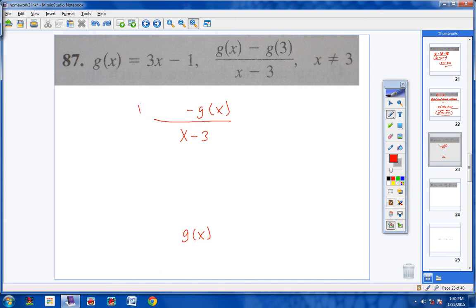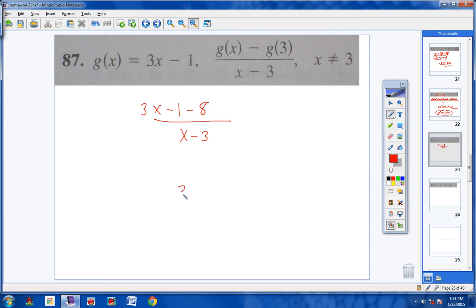Alright, so 3x minus 1, and then it says minus g of 3, so let's go ahead and pull down our g of 3, and we're going to evaluate this function here at 3, so everywhere there's an x, I'm going to put a 3. So 3, parentheses 3 minus 1, 9 minus 1 is 8, so I'm going to put an 8 right here, alright? And then the denominator, I simply have x minus 3.